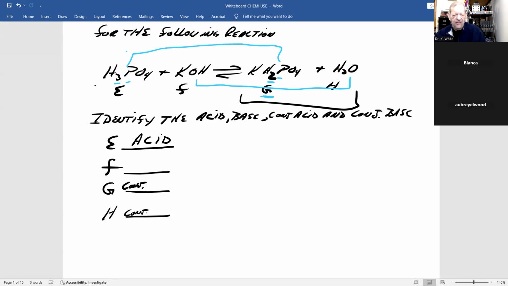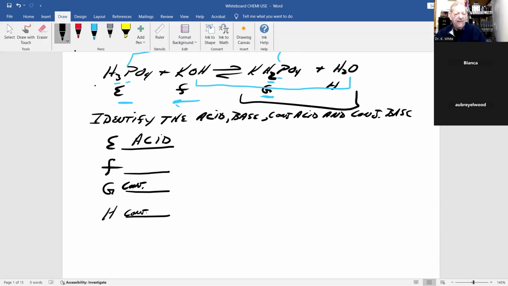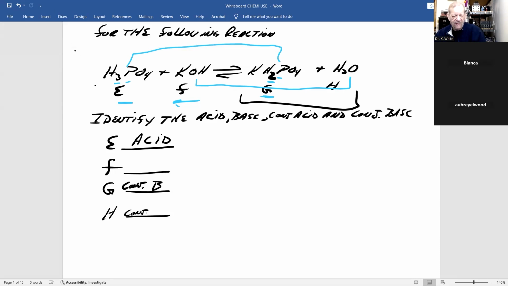Now, if we look at going from G to E this way, it goes from 2 hydrogens to 3. Does it lose a hydrogen, H plus really, but think of it as hydrogen, or does it gain, accept the proton? Well, it goes from 2 to 3, it accepts it. And something that accepts a proton is a base. So that means G is the conjugate base.